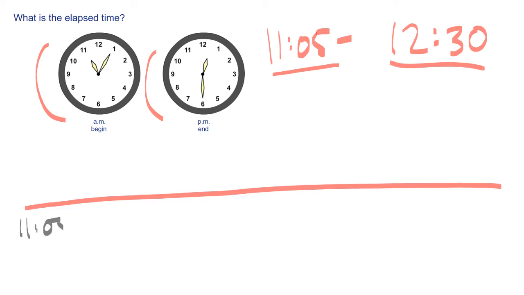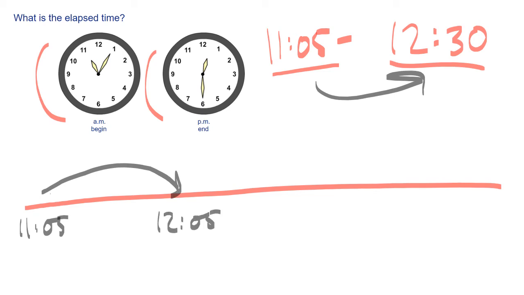So, okay. And let's not jump straight to 12:30. Okay, what's the easy jump? 11:05. Let's jump a whole hour, and a whole hour would take us to where? That would take us to 12:05, wouldn't it? So that's 1 hour that we've done already.